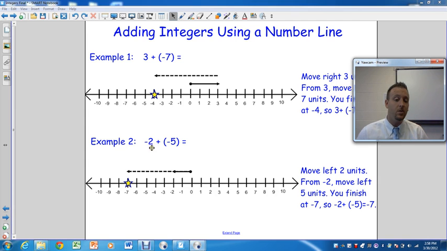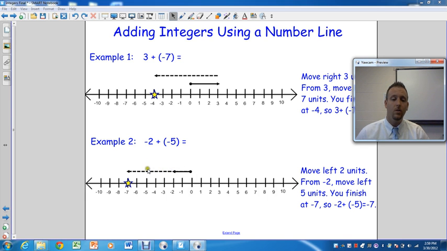is -2 plus -5. Now what's different with this problem is they're both negative, but that doesn't change anything. Negatives to the left. So we always start at 0. We're going to first go -2, or to the left 2. 1, 2. And now they want us to add -5. So we're going to continue to go to the left 5 more.